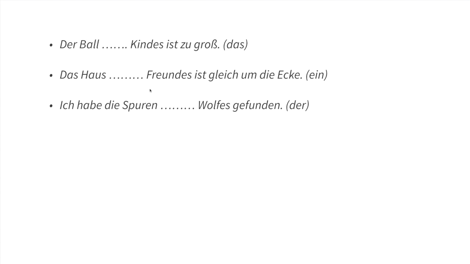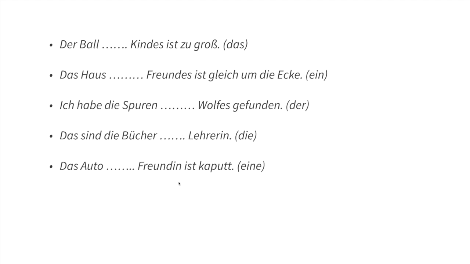The third sentence is, ich habe die Spuren der Wolfes gefunden. So in this case, ich habe die Spuren des Wolfes gefunden. Das sind die Bücher. Wessen Bücher sind das? Das sind die Bücher der Lehrerin. Next example, das Auto, Freundin ist kaputt, eine Freundin, das Auto einer Freundin ist kaputt hier.